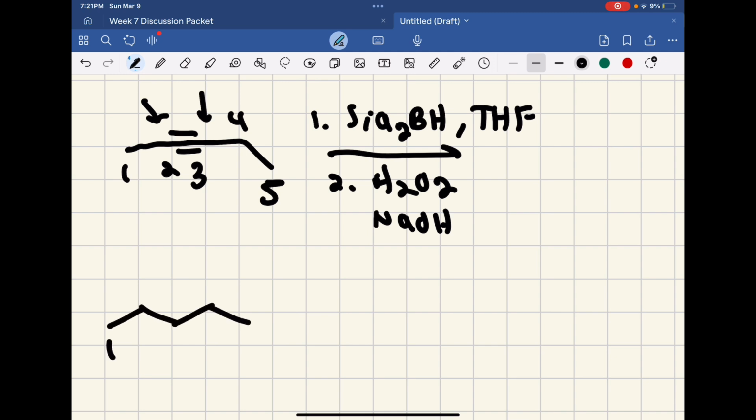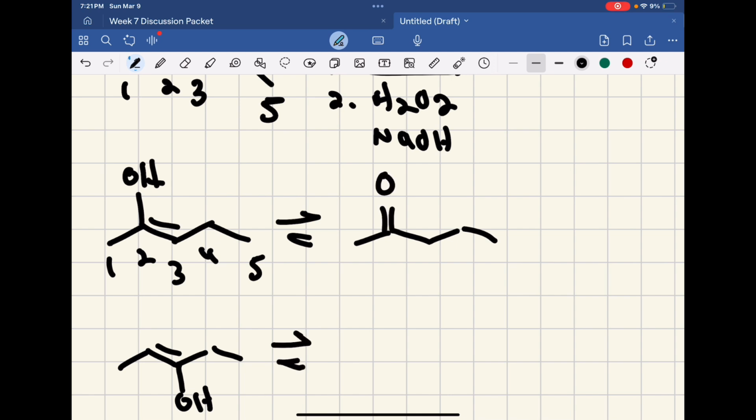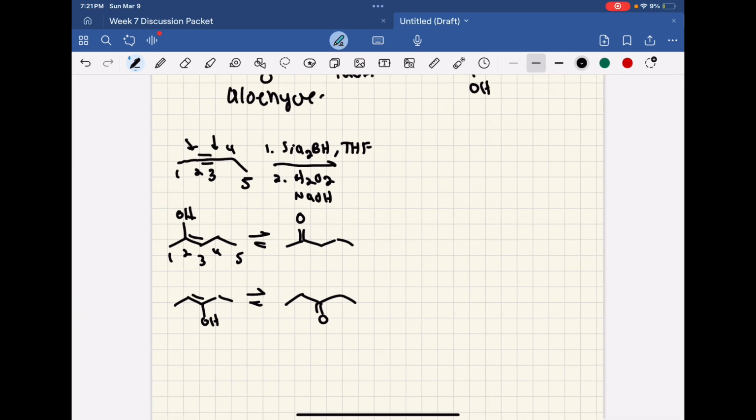1, 2, 3, 4, 5. Both enols forming. The enol forming at 2, and then the enol forming at 3. And both tautomerize to the keto version. And in this case, you actually do get 2 structures. So you would have to put both of these structural isomers on your test. So something that looks like that. Both ketones. Okay, so keep that in mind. These are the products of that reaction.